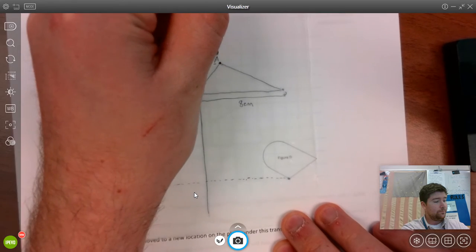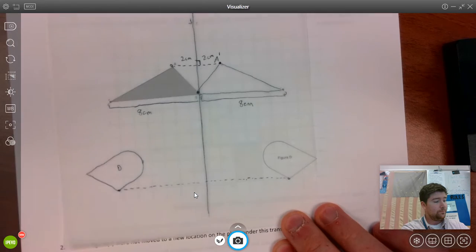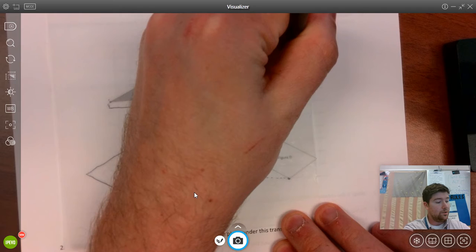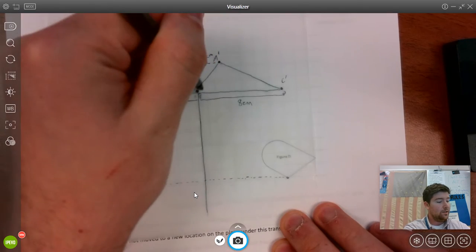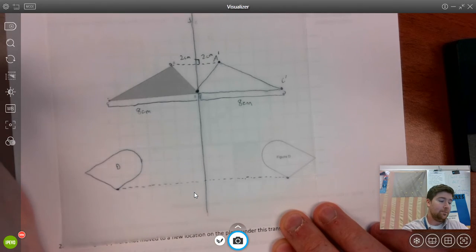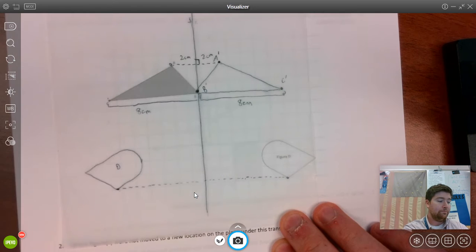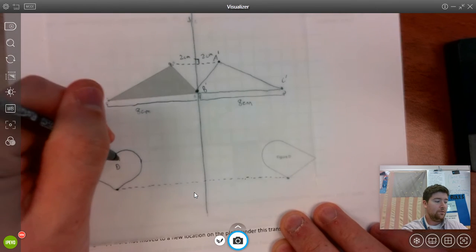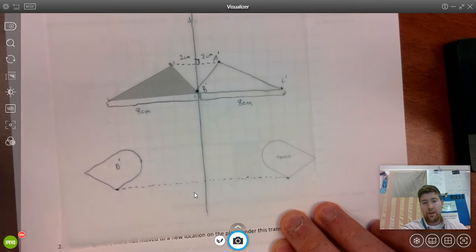This label should be A prime now because it's our new image. This one should be C prime. And this one, even though it's on the same exact point, should be B prime. Figure D should be D prime. Prime, that little symbol right up top, just means that we've transformed it one time.